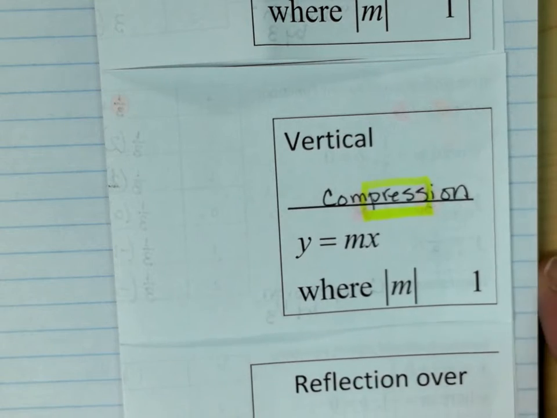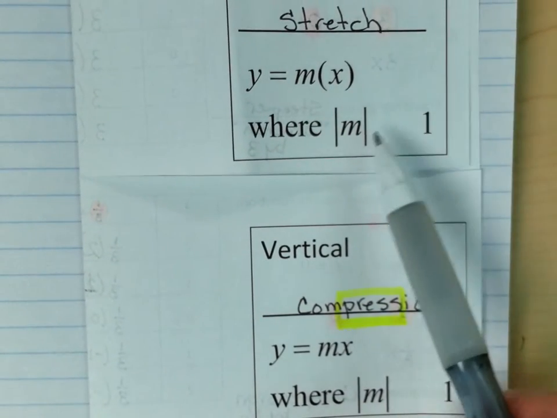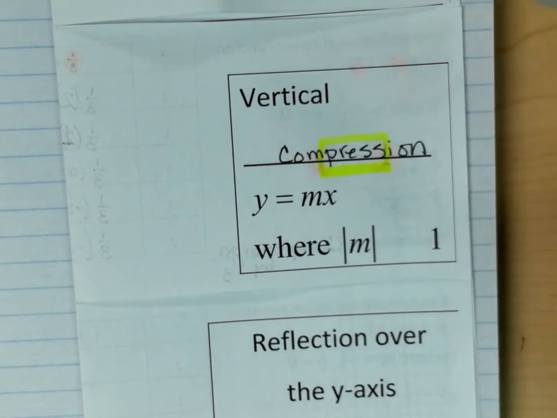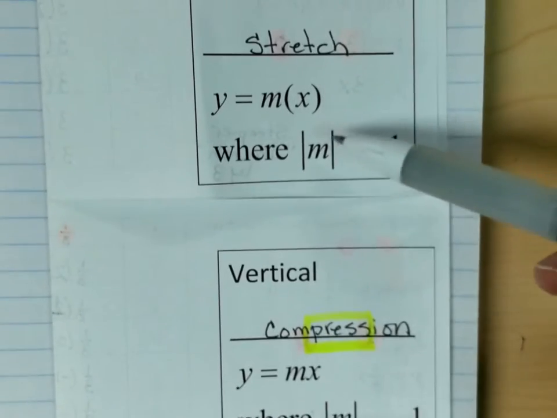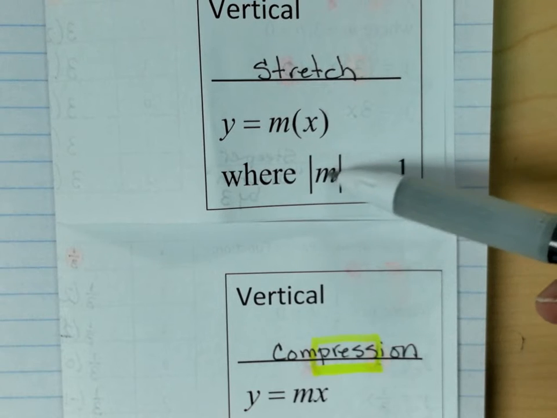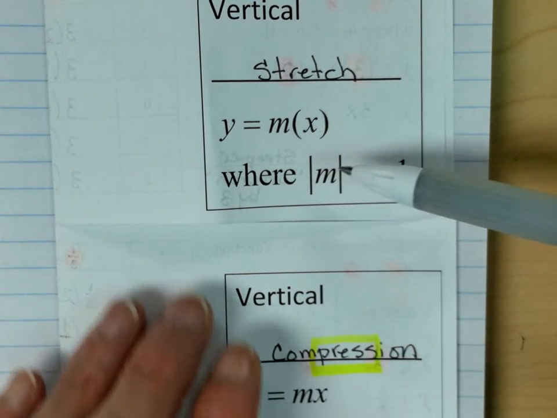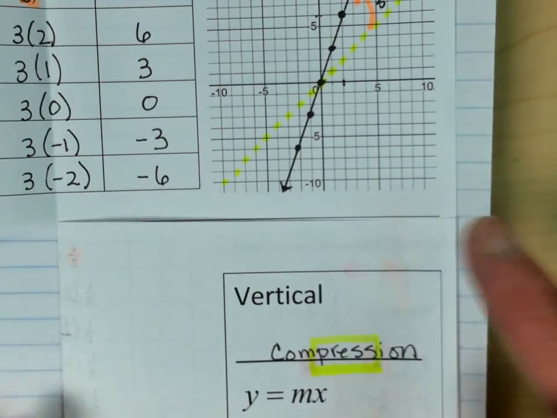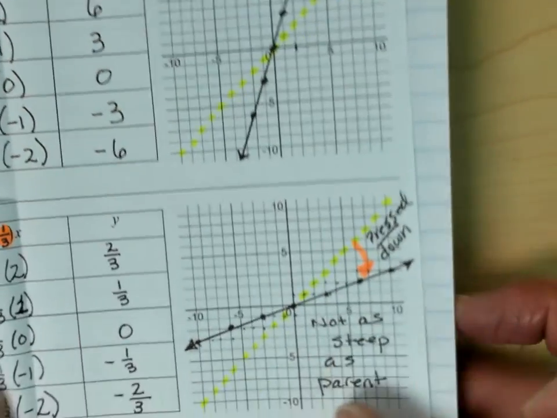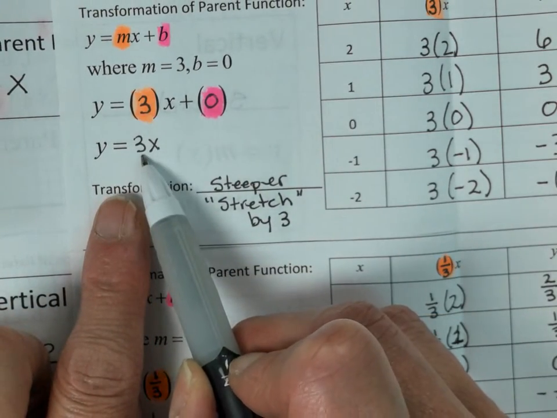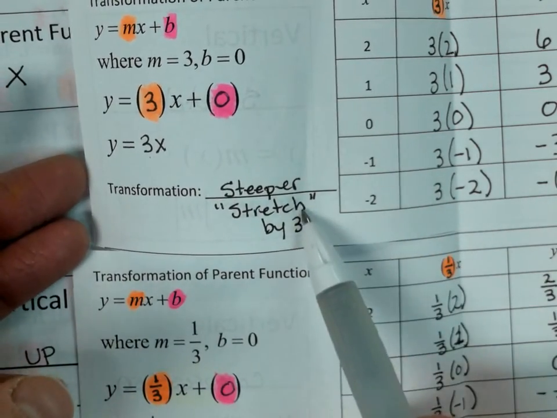Okay, so now we have something funny going on here. We have this absolute value. So absolute value just means it doesn't matter if it's positive or negative that we put inside. It has to do with what is the number. I don't care if it's positive or negative. So when we look here, our slope is 3. That gave us a stretch.